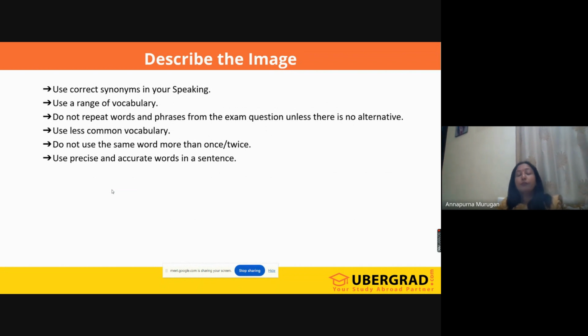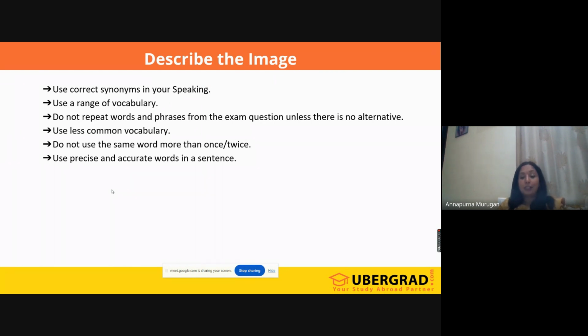Now, as I said, no repetitions, because you will have 6 images. When you are describing the 6 images, don't try to use the same words to describe all 6 images. Why?